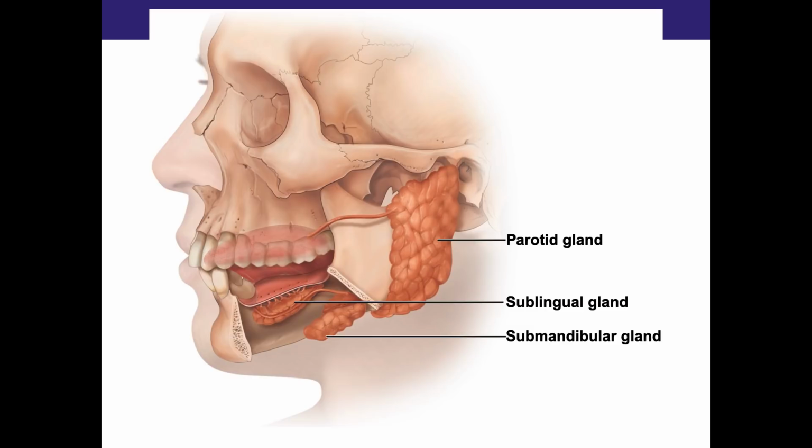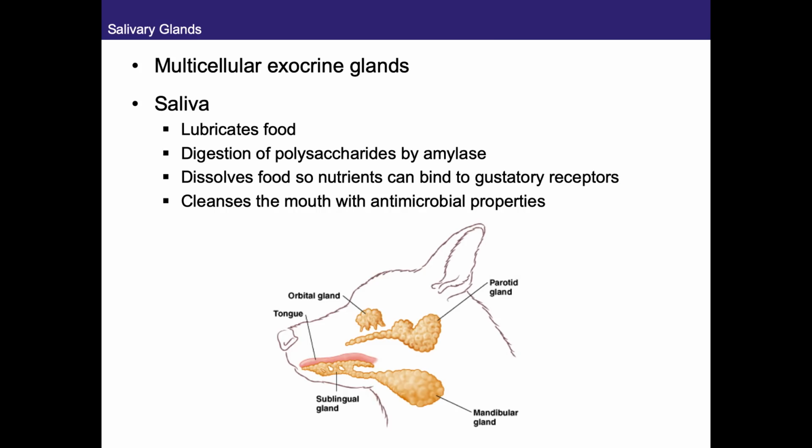Okay, so do you know something about these glands? What are their functions? Salivary glands are important in lubricating food, digesting polysaccharides by amylase, and dissolving the food so that a lot of those nutrients and molecules can bind to taste receptors, gustatory receptors. And again, lysozyme cleanses the mouth with its antimicrobial properties.